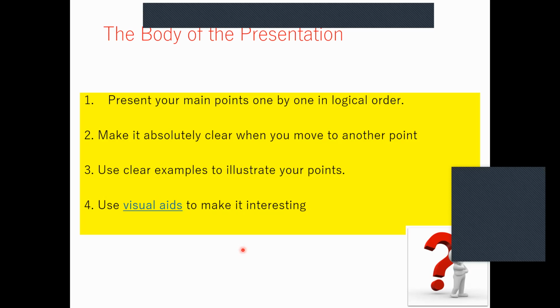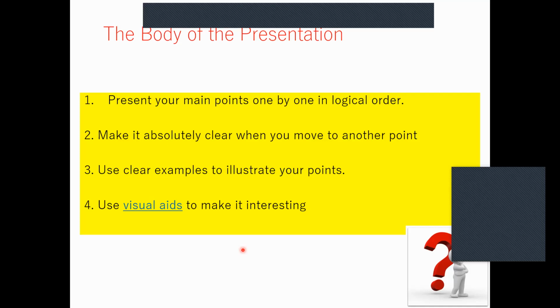Then number three, use clear examples to illustrate your points. Never forget to use illustrations like photos, movies, graphs, tables, pie charts, everything. Especially when you write the experimental method or materials, it is always best to use a direct photo. Then it is easy to understand what you're talking about.